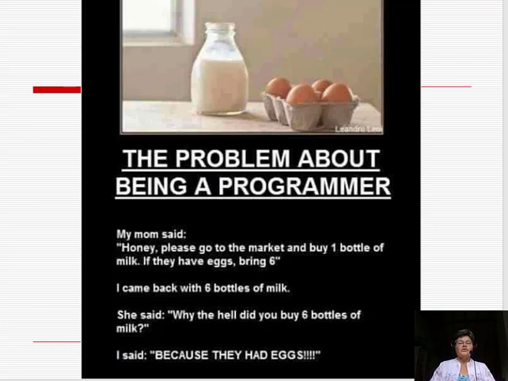Let's just finish with a small joke. The problem about being a programmer: my mom said, honey, please go to the market and buy 1 bottle of milk. If they have eggs, bring 6. And then this son, of course, came back with 6 bottles of milk. Because if they have eggs, bring 6 bottles of milk. Okay, they had eggs, so he needed to take 6 bottles of milk.